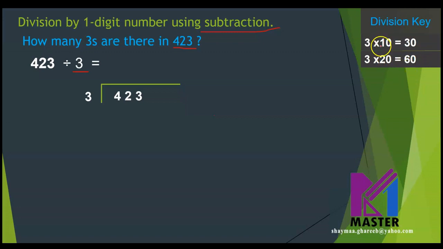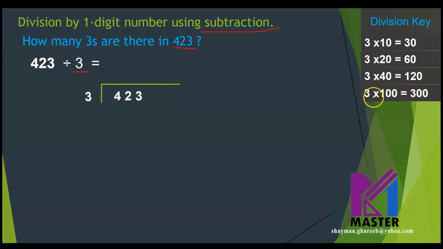So I will move like 10, 20, and then 40, which is double the 20. So every time I find the double of the previous. And 100 if it is possible. Look at these 4 keys or 4 sentences that I can use to find the answer of this division.